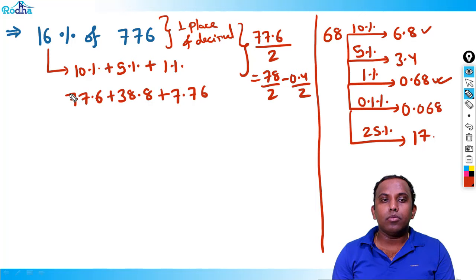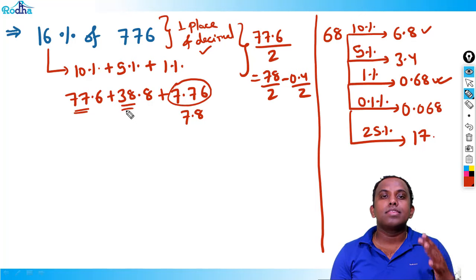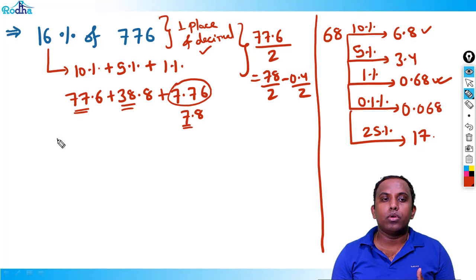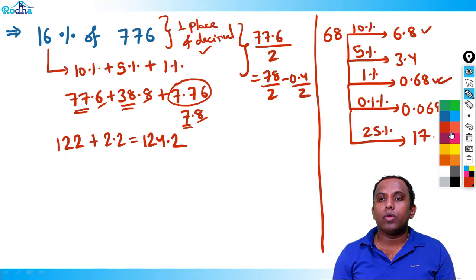7.76 should always be treated to one place of decimal, so rounded off it is 7.8. Now just add the integer parts. First 77 plus 38, do it mentally: 115. 115 plus 7 is 122. Then 0.6 plus 0.8 is 1.4, plus 0.8 is 2.2. So the answer is 124.2.